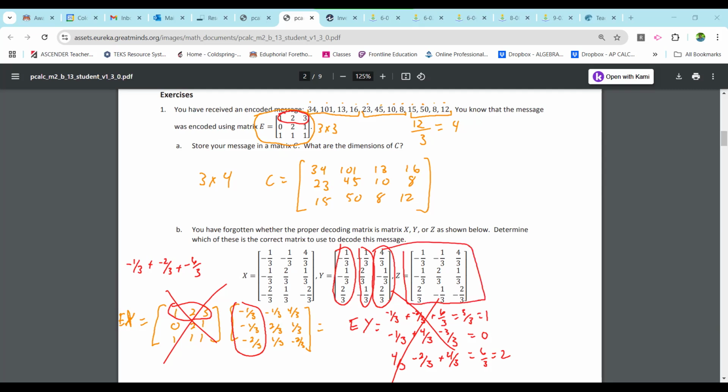Anyone do that in the calculator? And is that the one? All right, perfect. Now I have the correct decoder. So let's move on to the next question. Z is my decoder. Let's decode this message now. Actually, I'll allow you to decode it.